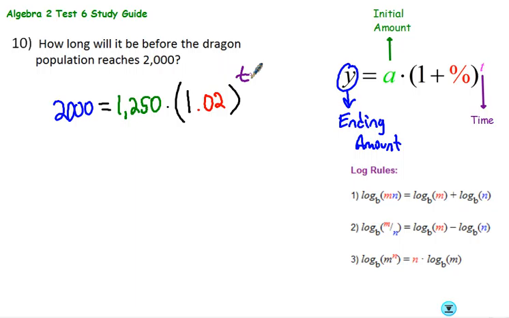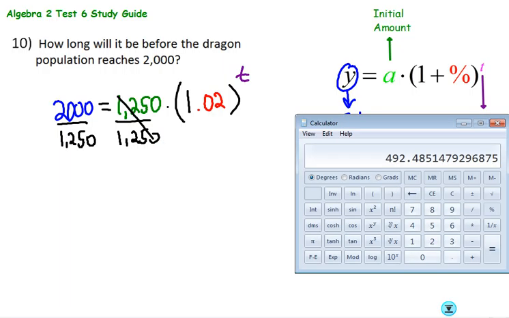So, to the t power. So we're trying to get t by itself. Well, to get t by itself, we would first need to get rid of the number that's out front there. So we would actually have to divide both sides by 1250. So we're going to divide by 1250.